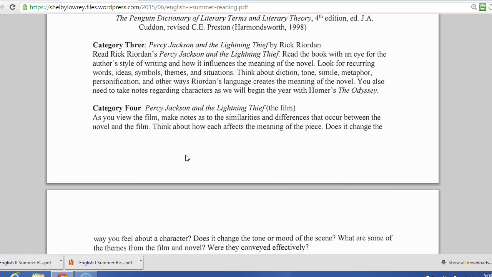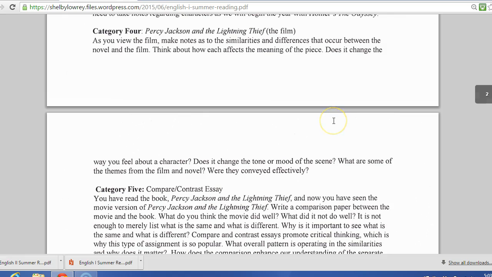Also, make sure that you take notes regarding the characters, because you will begin the year with Homer's The Odyssey and the characters overlap. And Percy Jackson is a great way to give you some of that foundation on the characters and a little bit of the mythology moving into learning about Homer's The Odyssey. So that's category 3. Category 4, pardon me, you're going to watch Percy Jackson and the Lightning Thief, the movie.